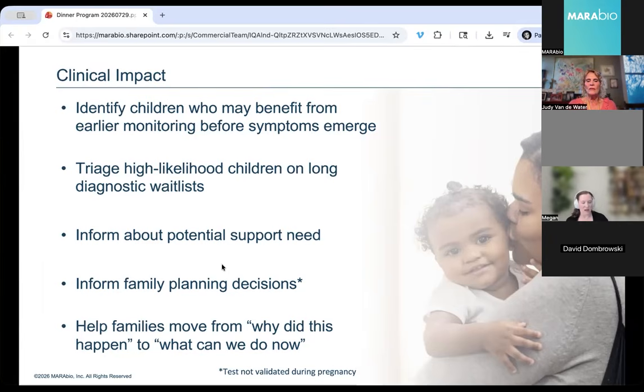And then finally, I saw this a lot in the genetic space, a lot of guilt among the families, the parents, around why did this happen? And having that information, this isn't anything you did or didn't do. We don't know why these autoantibodies are present to begin with, can help assuage some of that guilt and help families move to, what can we do now with this information to provide the best potential and best care for my child?